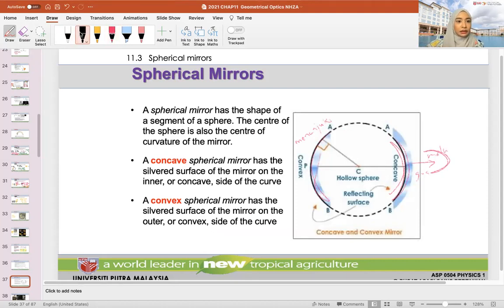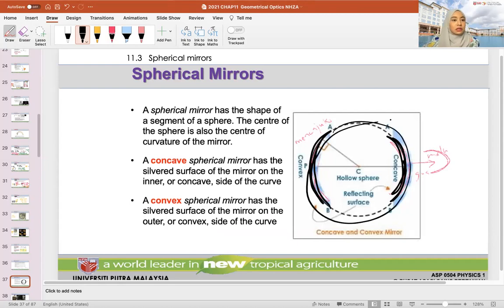So only one side of this mirror is reflective. So for convex, it is this side. It must be the side that bulges outward, the one that likes to show off. I hope bulging is like convex. I hope I'm not screwing it up. And then this one, the one that curves inside, is the reflective part of the concave mirror. They are spherical, right? Because they make a circle.